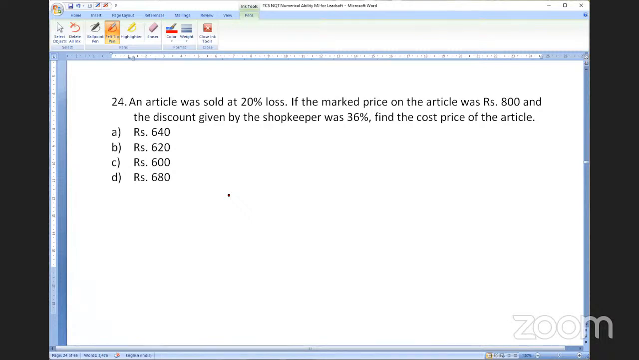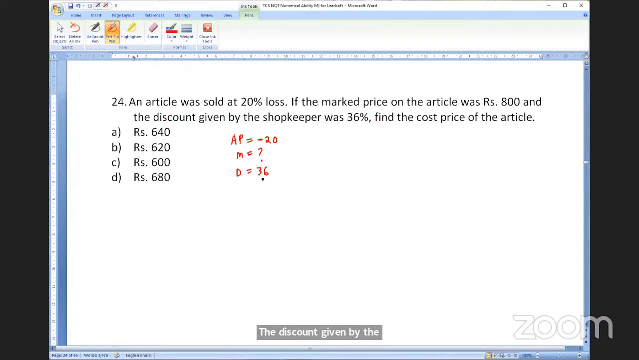Okay, let's see. Very good. Few of you have sent the answer. 640. Okay, let's see. An article was sold at 20% loss. So actual profit on the article is minus 20. If the mark price on the article was rupees 800, we don't know the marked up percentage, and the discount given by the shopkeeper is 36%.